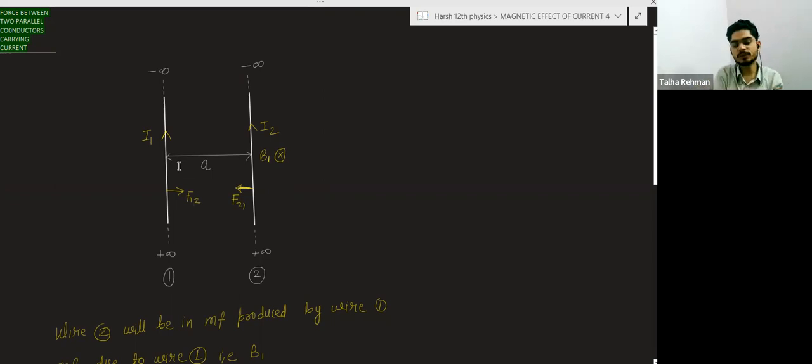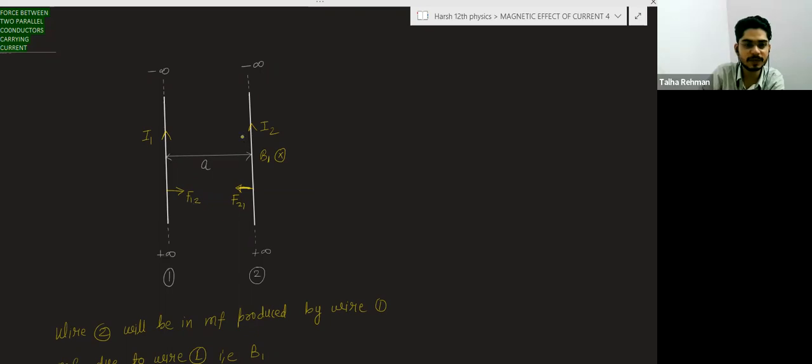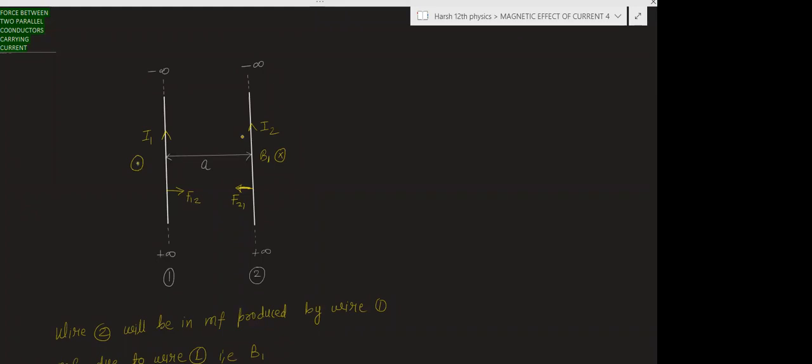Now you can also calculate the direction of the force with respect to this conductor. For that, you should know the magnetic field due to this conductor. So point your thumb in the direction of the current and curl. You will get the direction like this, towards you. So here the magnetic field will be outwards.